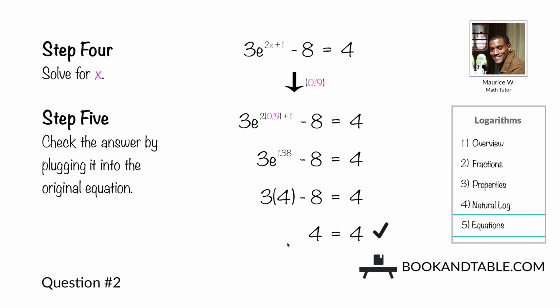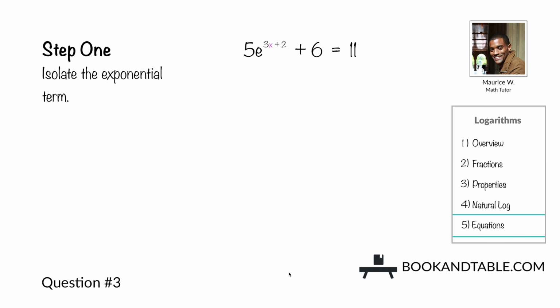So that is the answer to question number 2. Let's now have a look at question number 3. We're given 5 times e to a power of 3x plus 2 plus 6 is equal to 11. So step 1, isolate the exponential term.